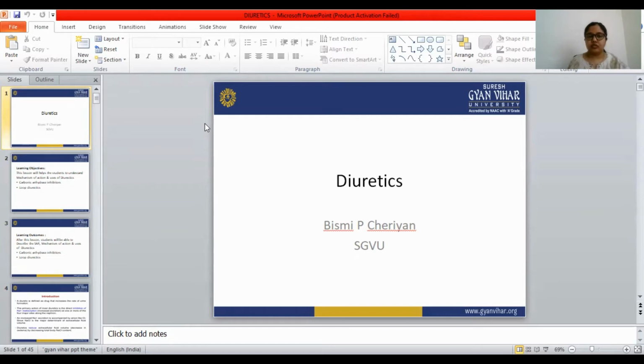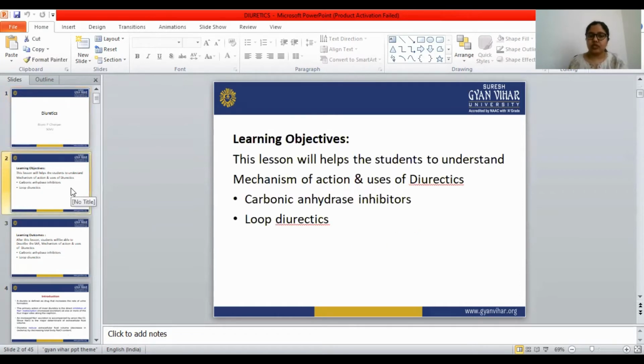Today I am going to discuss the chemistry of the diuretic drugs. The learning objective of this lesson is to help students understand the mechanism of action and the uses of the diuretics, mainly the carbonic anhydrase inhibitors and the loop diuretics. So I am discussing the carbonic anhydrase inhibitor diuretics and loop diuretics in this session.